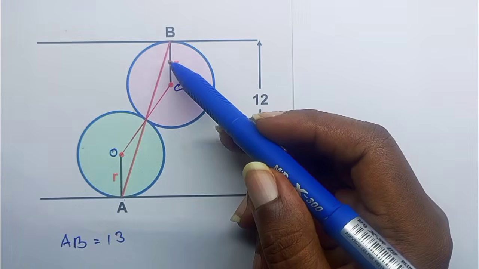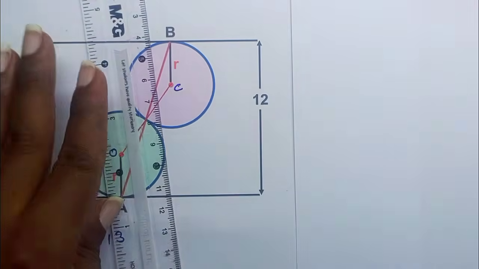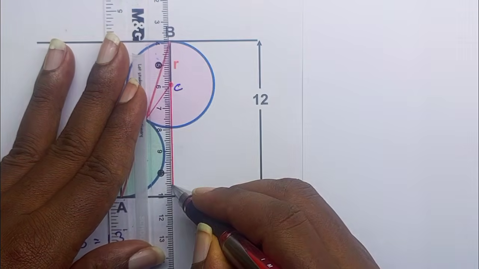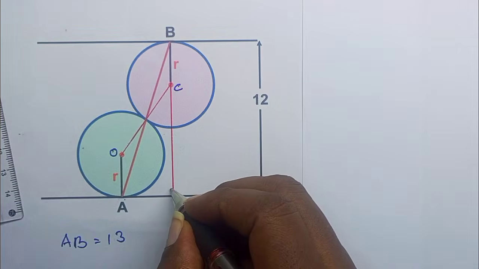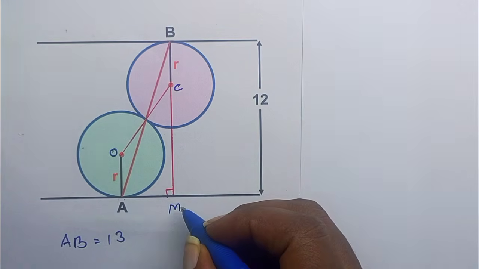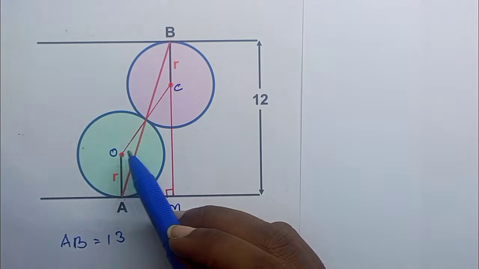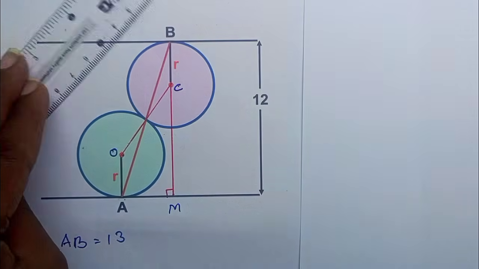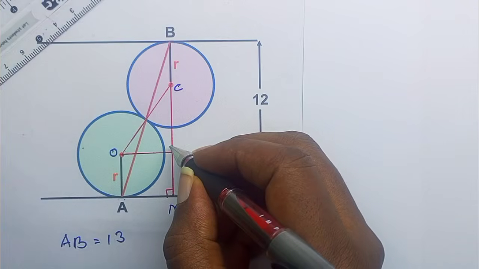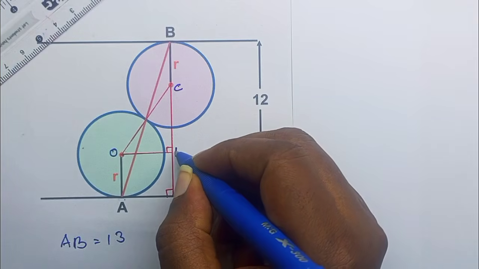Next, let's extend this perpendicular BC to this line here. We extend it all the way. So this is 90 degrees. Let's call this point M. Let's also draw a perpendicular from O to this line, CM. So this is 90 degrees. Let this point here be N.